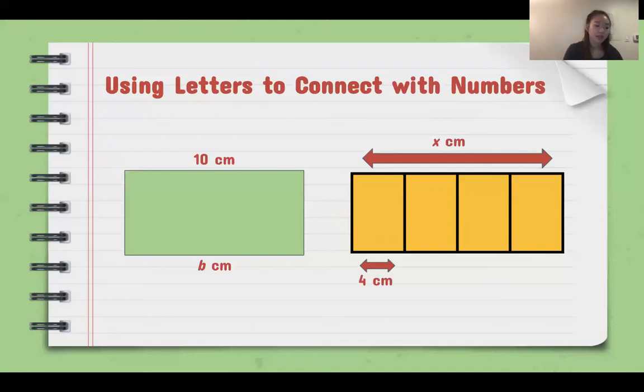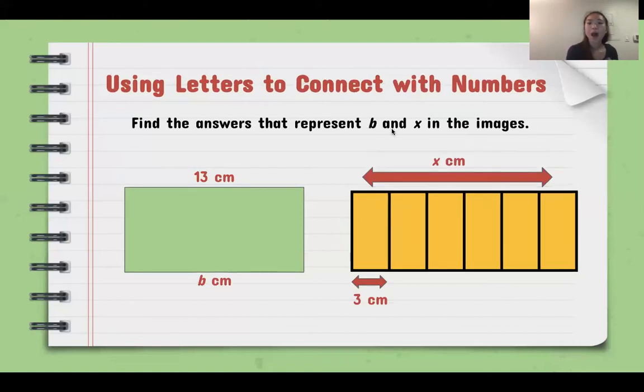So that's how we connect units, numbers to our letters using the length of a rectangle and certain parts of the rectangle to find the entire rectangle side length. So moving forward, I want you guys to find that answer on your own. So we're going to find the answers to represent B and X in the images.